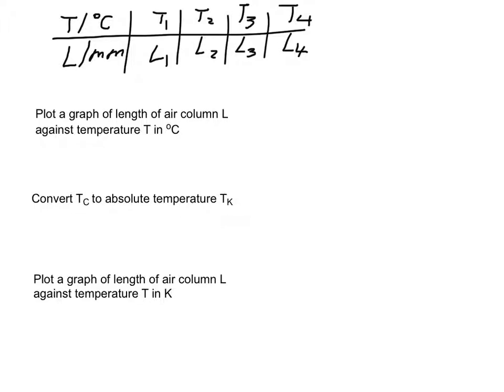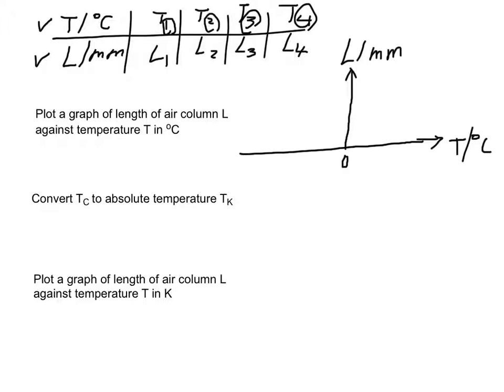The experimental results for T and L can be tabulated in a table. We have different sets of readings: first, second, third, and fourth sets. And we plot a graph of the length of air column L against temperature T in degrees Celsius.